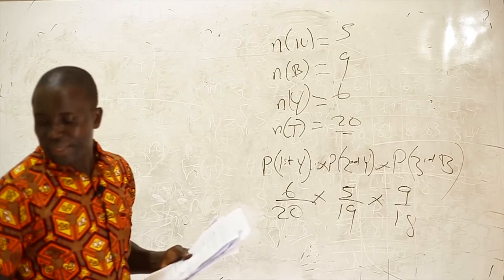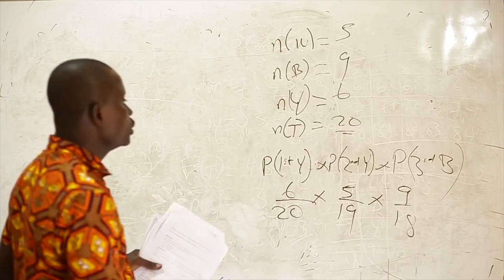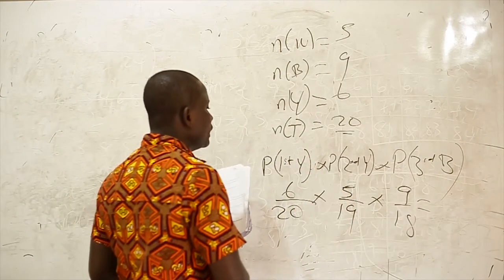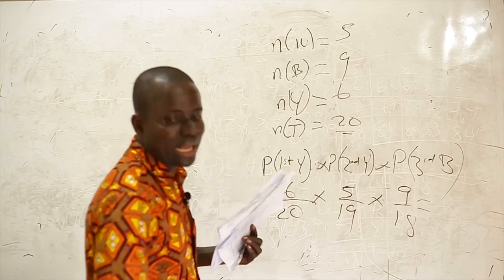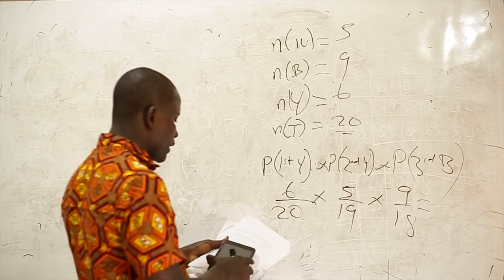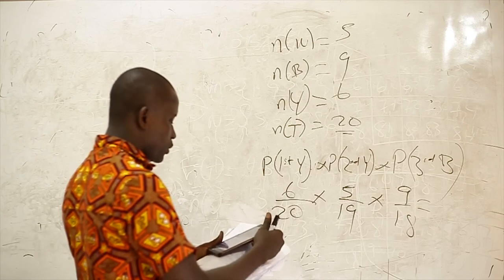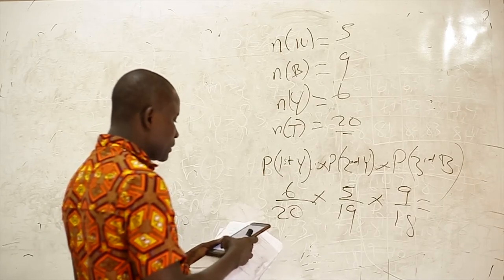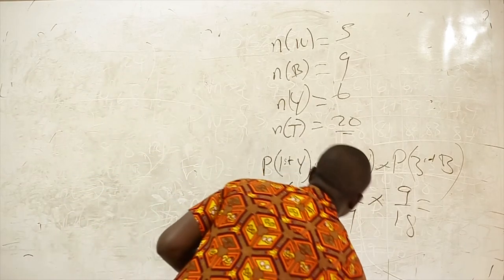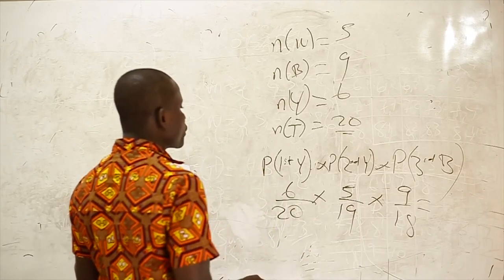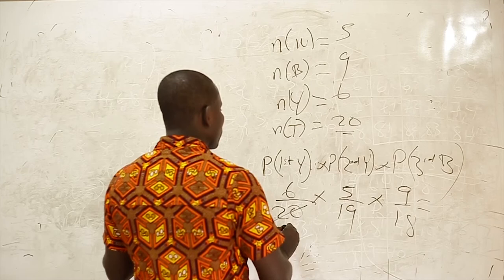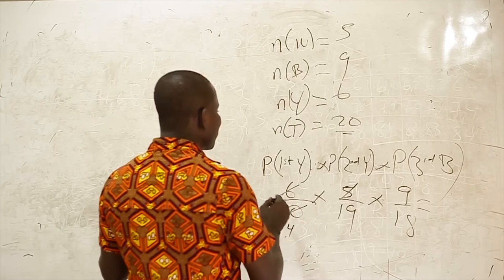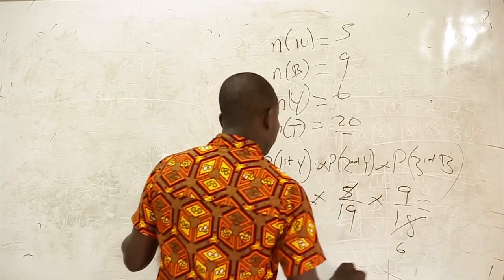So what happens is that you just pick your calculator. I want to give you this assignment. After picking your calculator, you can just compute. I'm just giving you a simple clue here. I can do cancellation, but I wanted to show you a simple trick. Here we are having 4 here. This 5 goes off. But the cancellation doesn't make it neat.